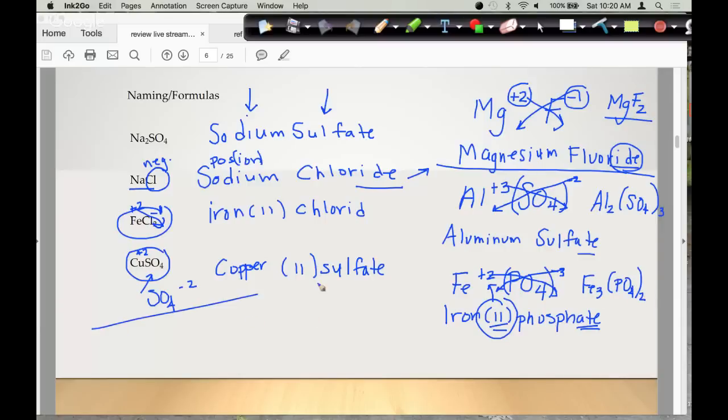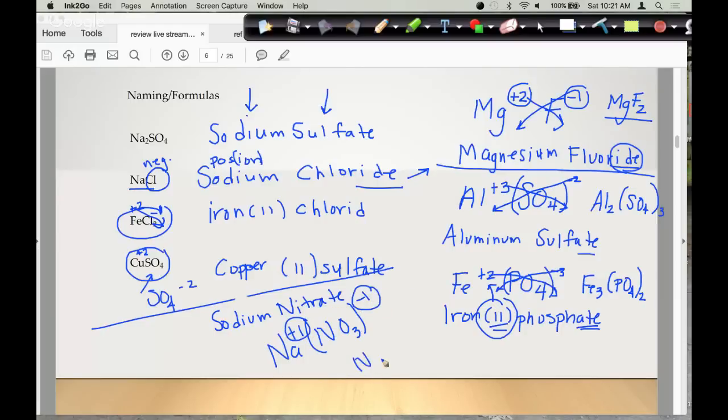I'm going to do one more example just so we can see one that doesn't need parentheses. Let's do sodium nitrate. I look up sodium's positive charge. I look up nitrate, -ate, on Table E. I notice that these charges are equal and opposite, so they cancel, and NaNO3 is my formula.